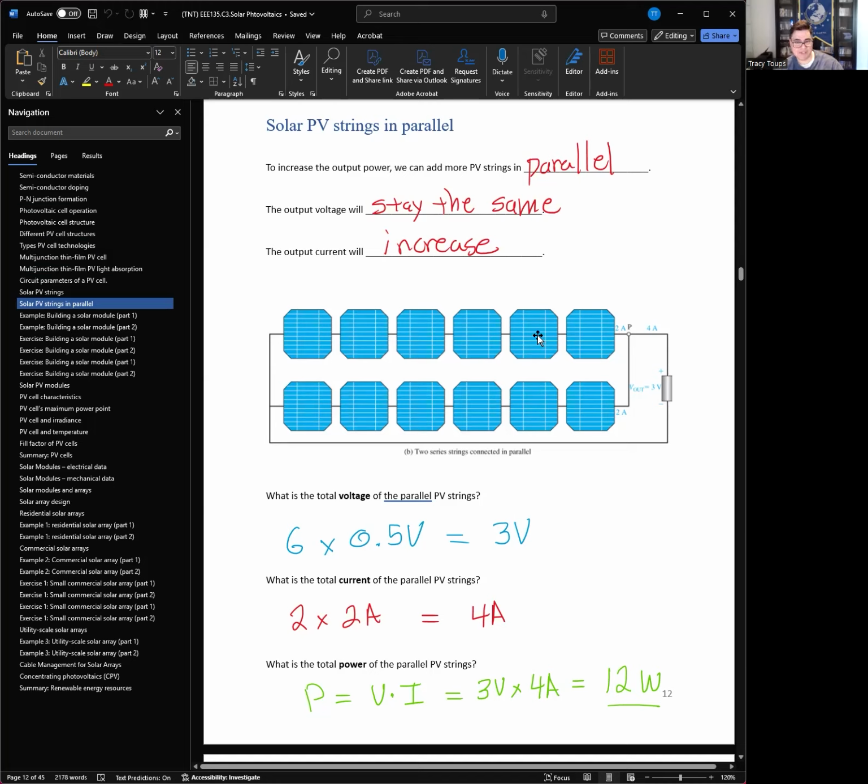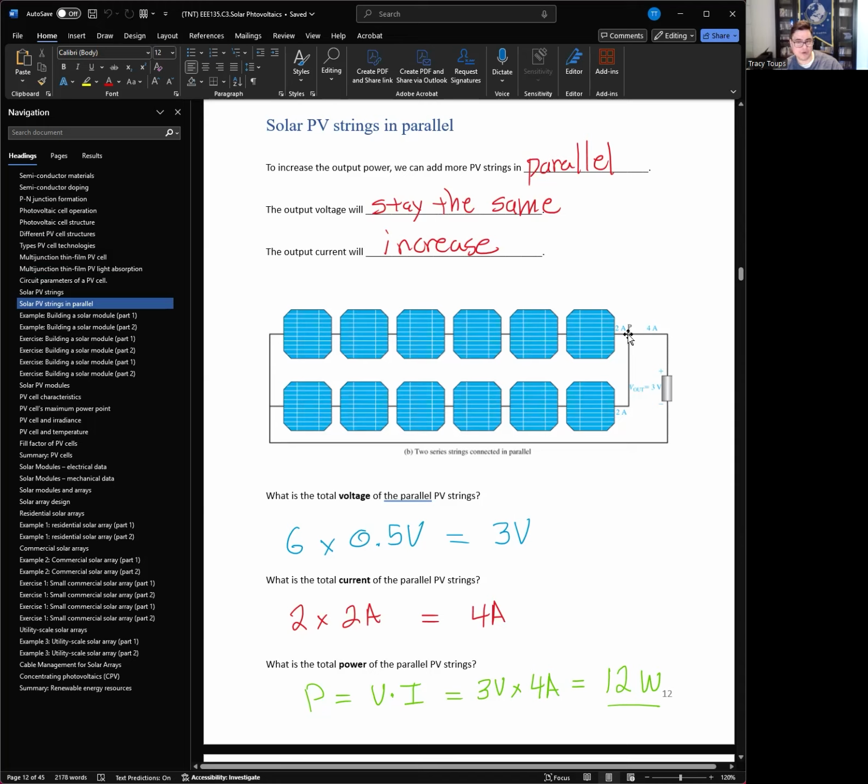So let's say we have our 6 cells already. We know the top half right here, this is 3 volts at 2 amps. So let's say I put 2 sets in parallel. So we have a 6 cell string in parallel with another 6 cell string. Right? What's the voltage of this whole setup? Now remember they're in parallel, the voltage stays the same. It's still that 6 cells times 0.5 volts. So this wire right here, both points right here, and up to the load, all is 3 volts.